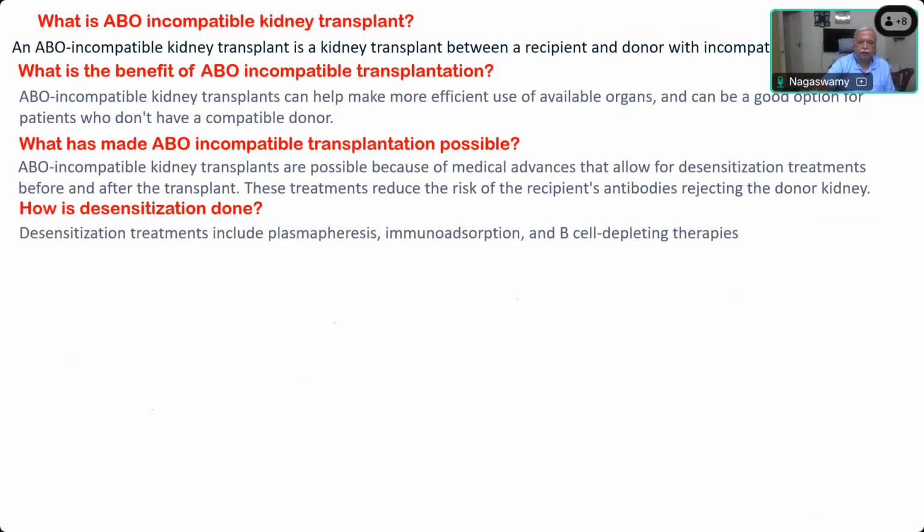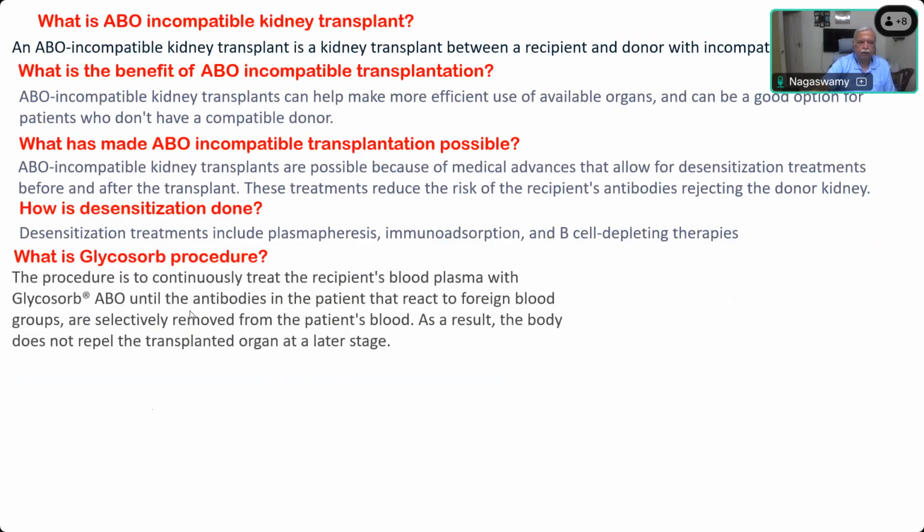So there are three techniques which are followed. One is plasmapheresis, and another is adsorption. Third is B cell depleting therapies. So there is a procedure called glycosorb procedure. This procedure continuously treats the recipient blood with a plasma glycosorb ABO filter, until the antibodies in the patient that react to foreign blood groups are selectively removed from the recipient's blood. As a result, the body does not repel the transplant organ in the later stage.